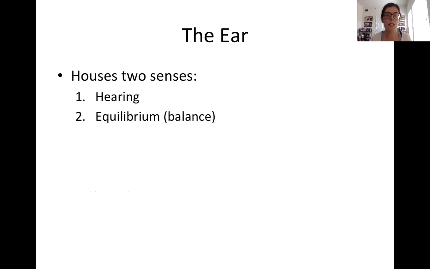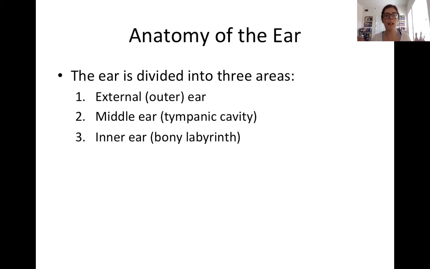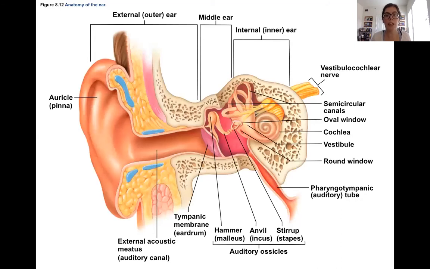Our ear houses two senses. It houses hearing and balance or equilibrium. And it's divided into three sections: the outer ear, the middle ear called our tympanic cavity, and the inner ear, which is the bony labyrinth. And this is the picture we're going to come back to over and over again. We have our outer ear composed of the auricle and the external acoustic meatus ending in our tympanic membrane. And then we have that middle tympanic cavity enclosed by our tympanic membrane and the oval window. And this has our three ossicles. And then we have our inner ear, which is our bony labyrinth. The outer ear and the middle ear are full of air, and the inner ear is full of fluid.